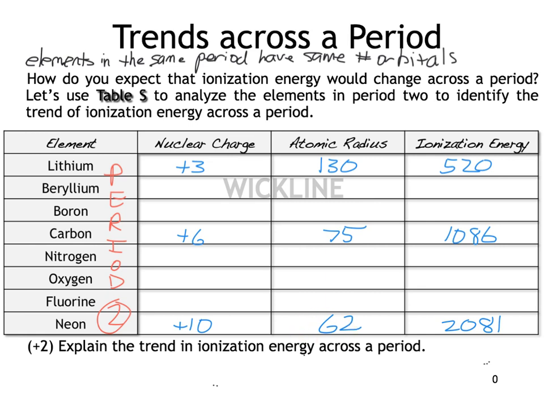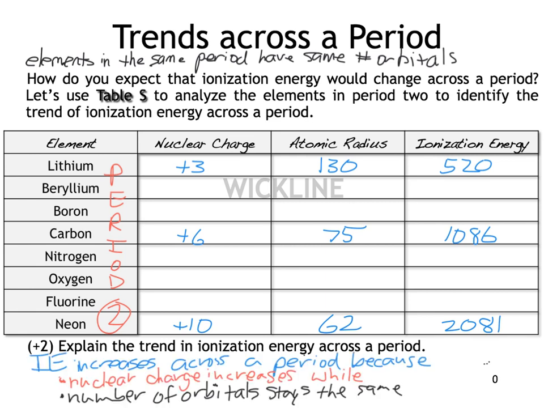So if I want to explain the trend in ionization energy across a period, I would just say that across a period, ionization energy increases because the nuclear charge increases while the number of orbitals stays the same. I do think this last bit here is one of the most important parts of this explanation, that the number of orbitals is staying the same, because we will find other examples throughout the periodic table where the nuclear charge increases, but the ionization energy decreases.